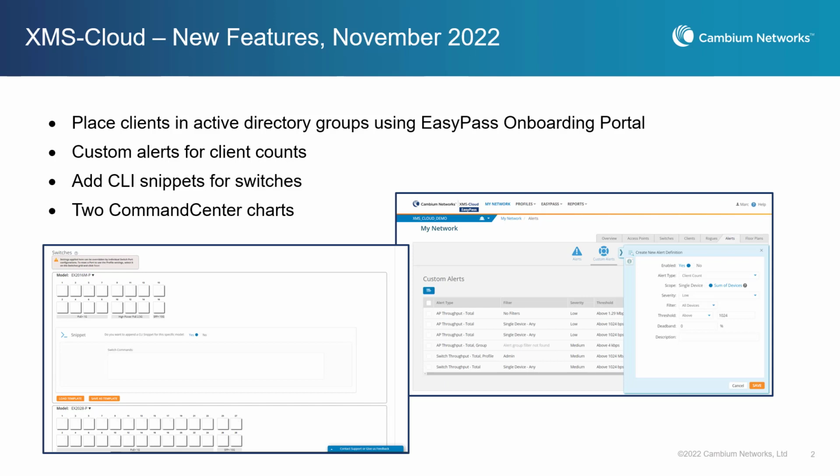This new release includes support for assigning users to specific Microsoft Active Directory groups using the EasyPass onboarding portal. It also includes new custom alerts for client counts, the ability to add CLI snippets for switches in a network profile or template, and 2 new command center charts.